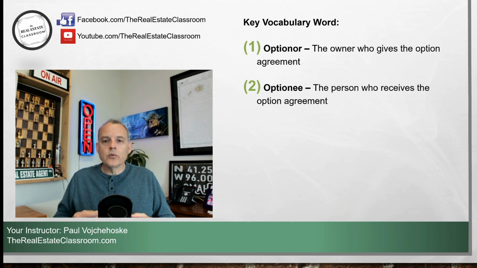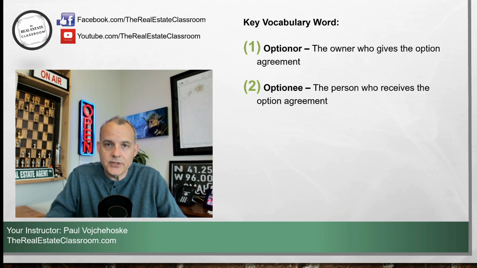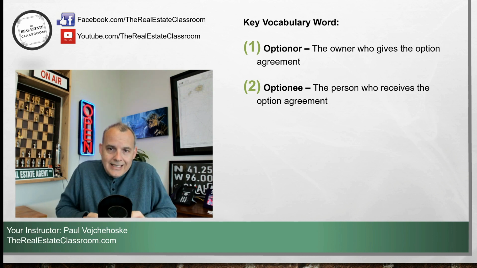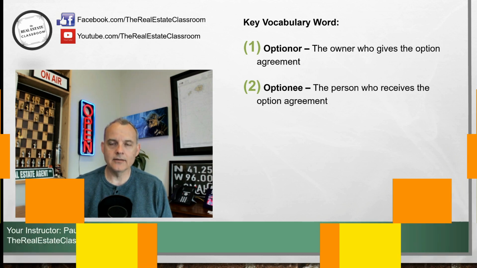Okay, so they have legal names. The optionor is the owner who's giving the option. The optionee is the buyer who is receiving the option agreement. Optionor, optionee.